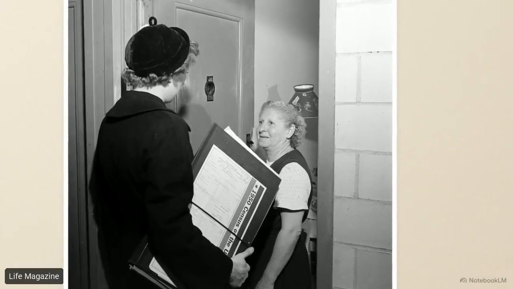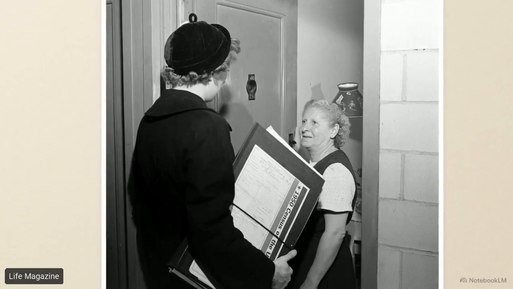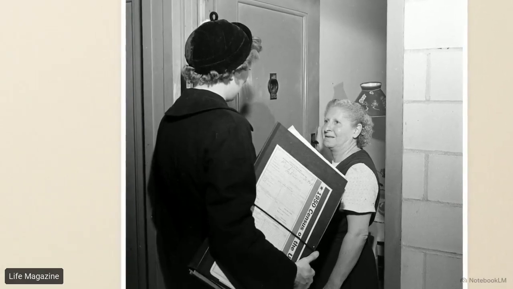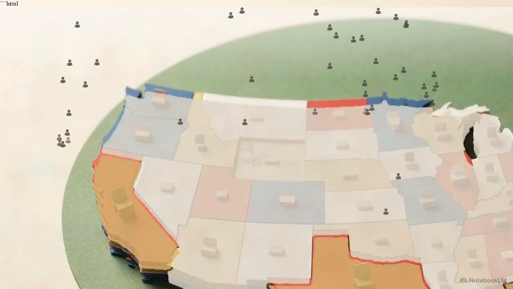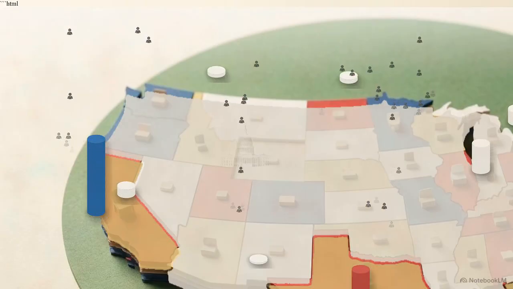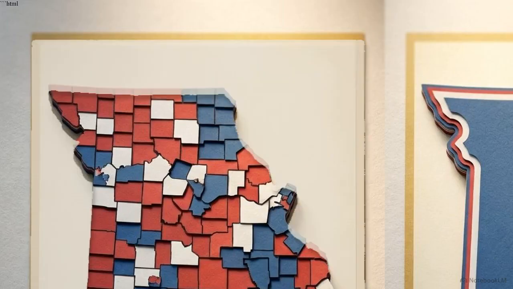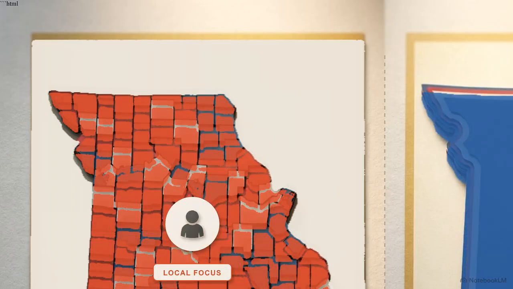Question 24 asks why some states have more representatives than others. This 1950s photo shows a census worker at a citizen's door. Every 10 years, the census counts the population to determine how many seats each state gets. The answer is simple, because they have more people. This structure creates 2 distinct layers. The House responds to the needs of local districts, while the Senate provides an equal voice for the state as a whole.